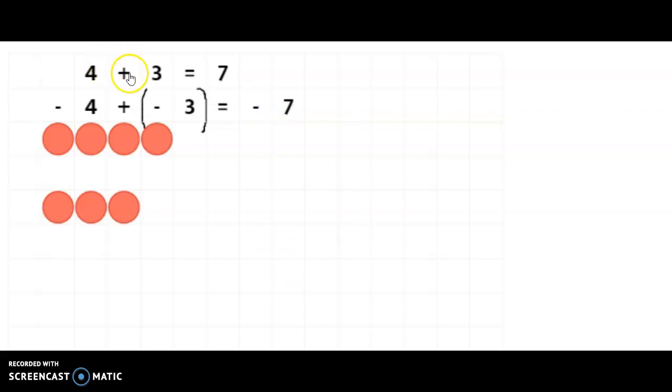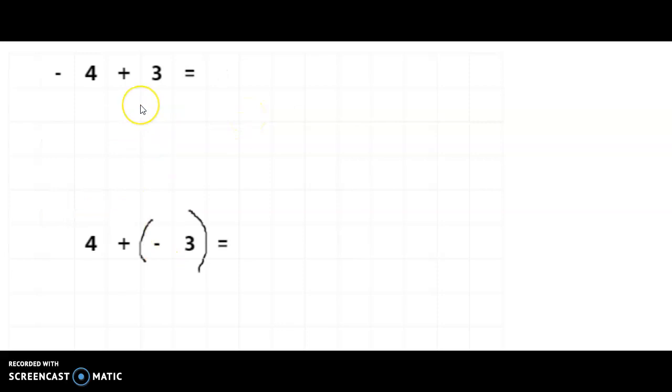So again, same signs, I added, and I kept the sign. In this case, it was a positive 4 and a positive 3. I added, and my answer was still positive. Same signs add and keep. In this case, I had negative 4 plus a negative 3. And again, I'm going to add 4 and 3, which is 7, and I'm going to keep the sign that is there. So my answer is negative 7.